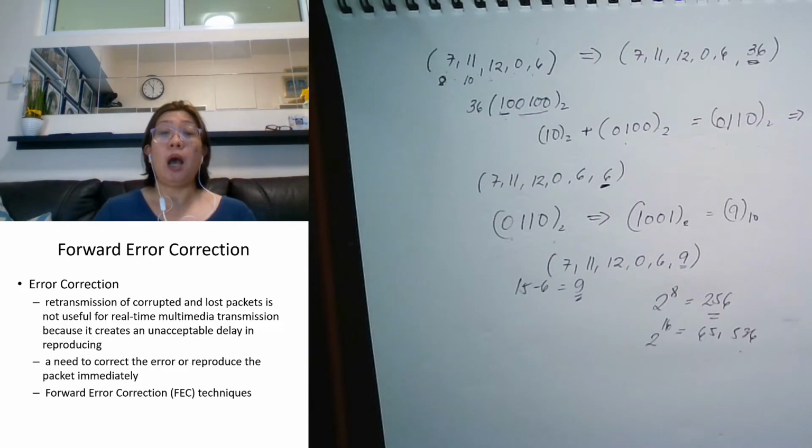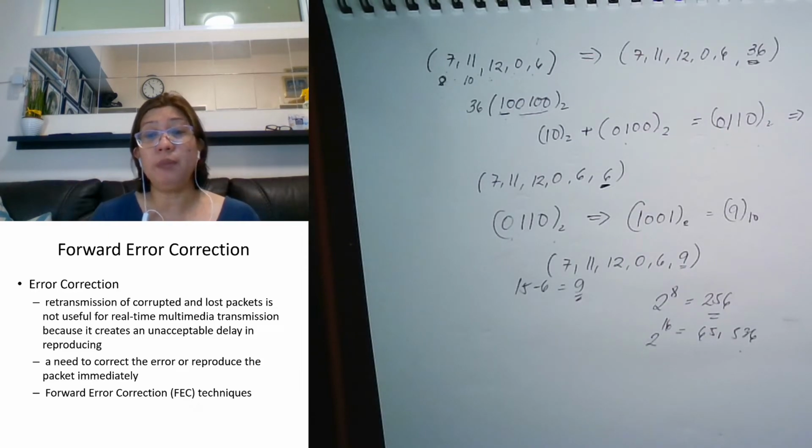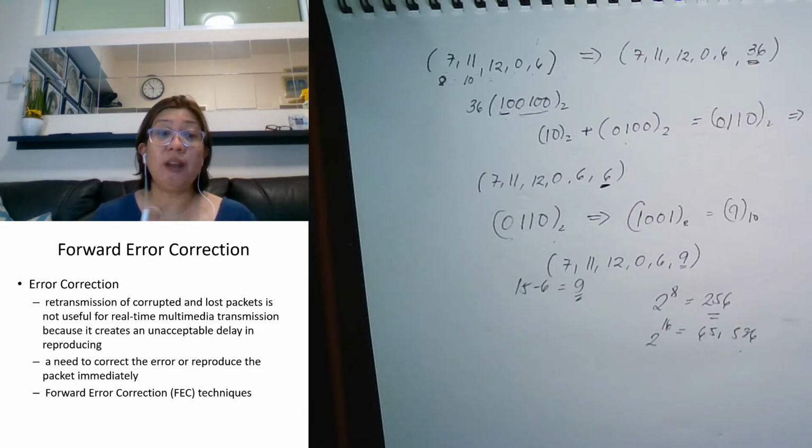So we have another technique for that, and that is what we call forward error correction, or the FEC technique. There are several schemes that have been designed and used in this case, which we collectively call the forward error correction techniques. Let us discuss them one by one.